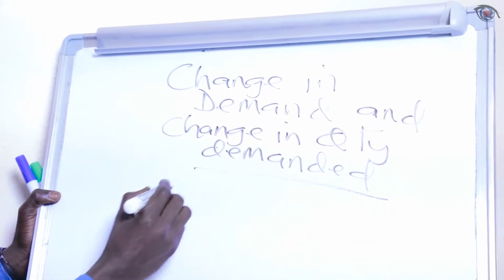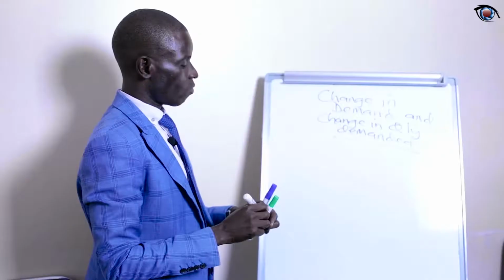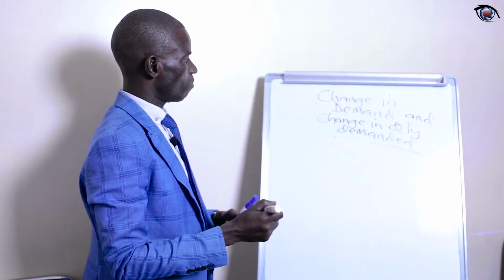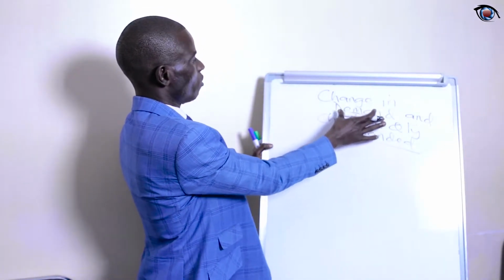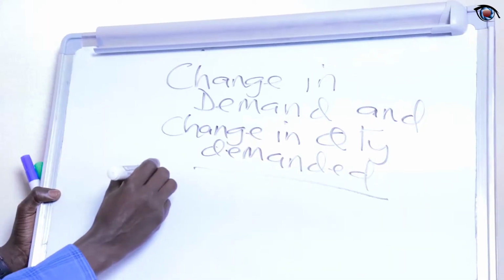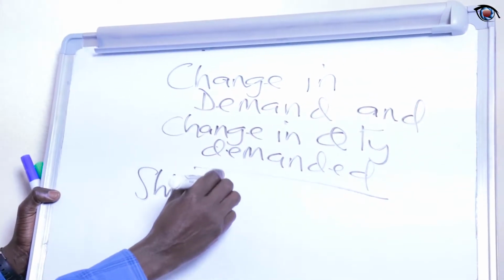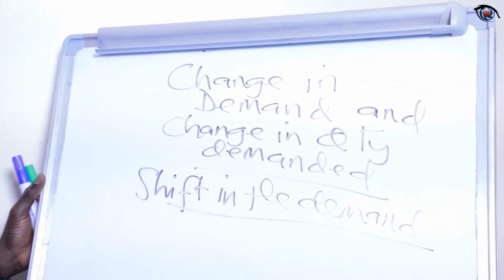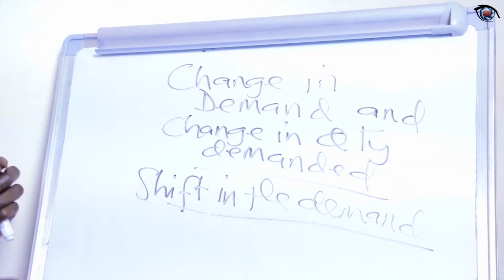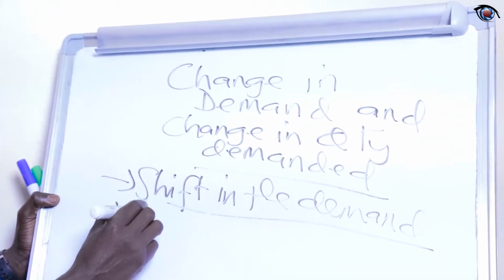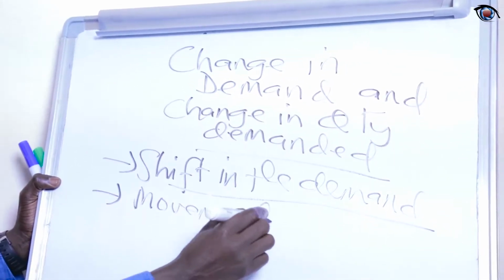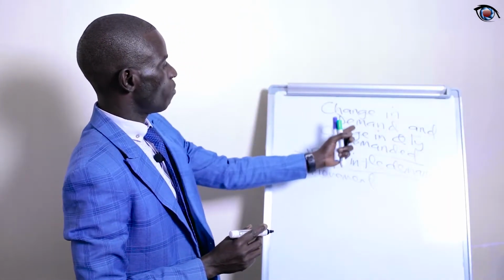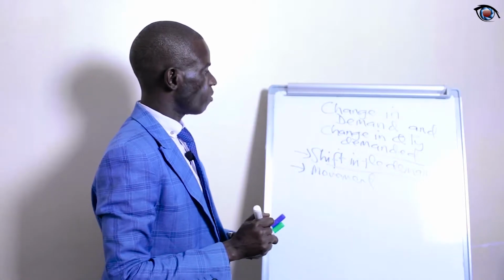Well, these two concepts, change in demand and change in quantity demanded, have other names. The other name is movement. Change in demand would be a shift in the demand curve. So do not be surprised when you find that there is a shift in the demand curve and there is movement along the same demand curve. These two concepts also mean change in demand and change in quantity demanded.